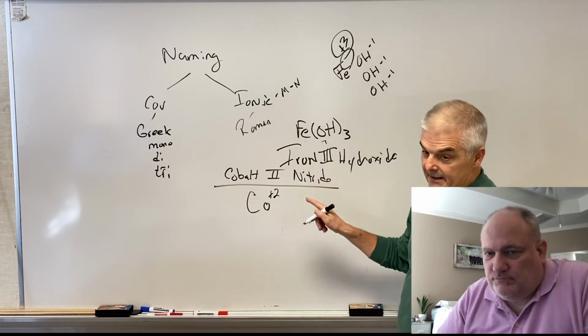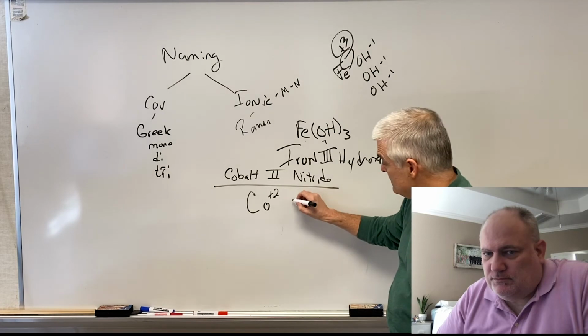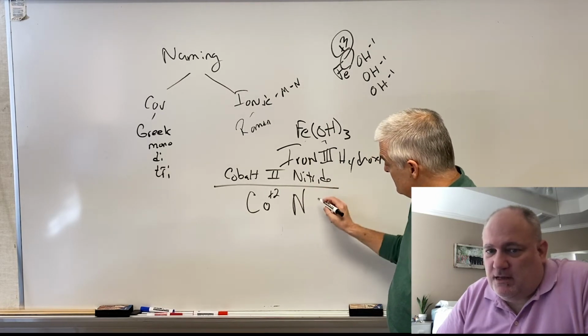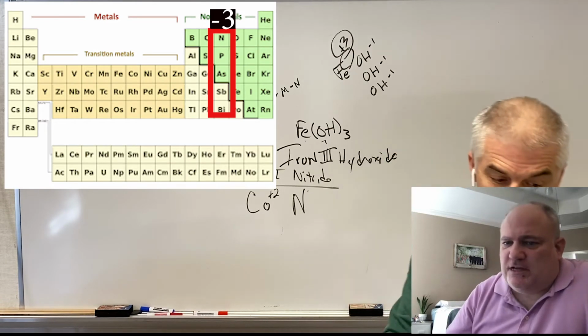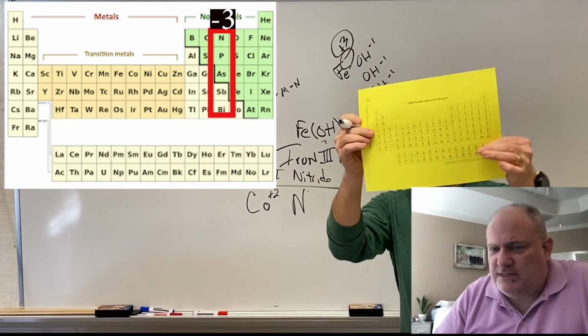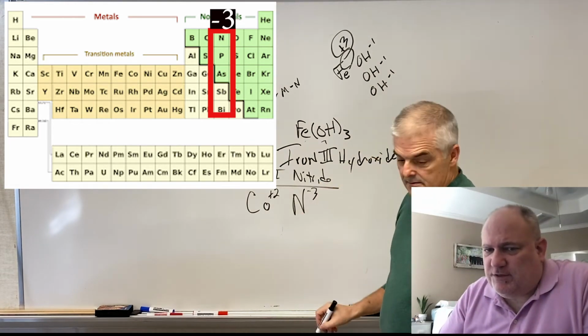Now, nitride is a little tricky. You don't use the polyatomic ion list, because that's just going to be what? That would be an N. And then you have to look for the charge. Yeah, it's going to be a 3 minus, but if you remember, you take a look at the periodic table and see what column it's in, and if you count over, it's going to be in the 3 minus column, so therefore it's going to be 3 minus.